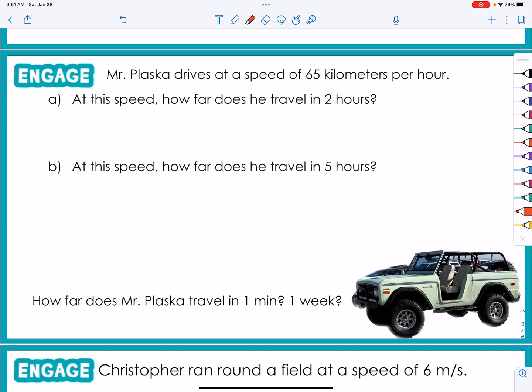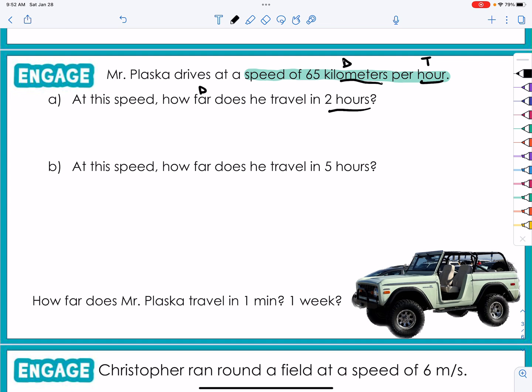Here we go though. We know Mr. Plaskett drives at a speed of 65 kilometers per hour. Ooh, so I'm already noticing we have a speed of 65 kilometers per hour. Our unit for distance is kilometers. Our unit for time is hours. At this speed, how far does he travel in 2 hours? So we're asking a question about distance, and we know our time.